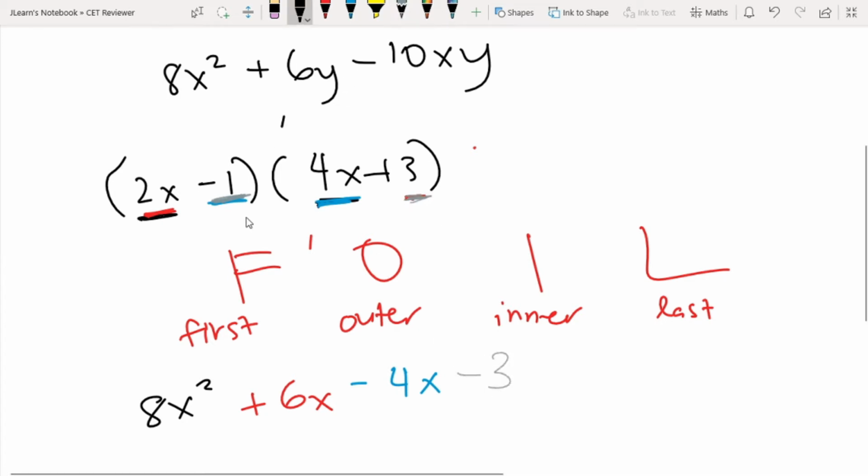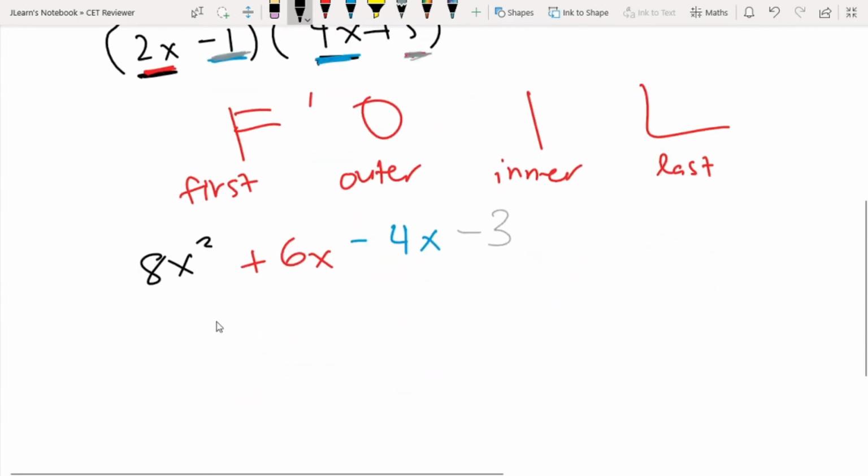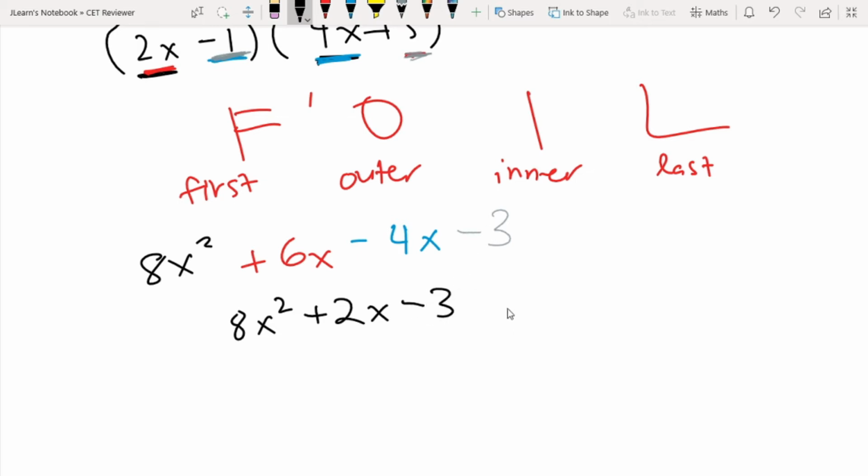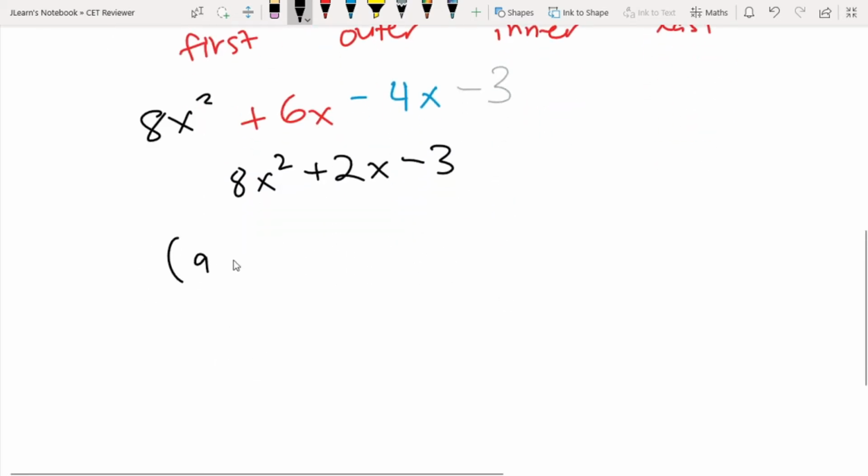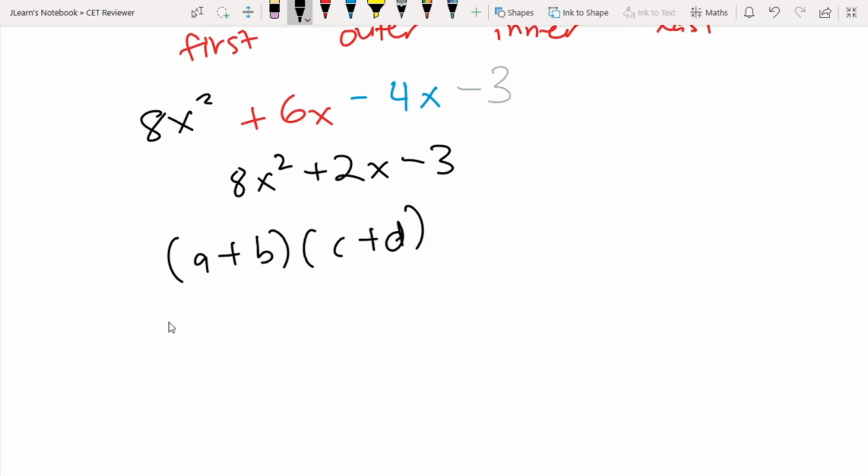Okay? And now, we can just simply add like terms. So, 8x squared has no like term, so we just retain 8x squared, plus 6x minus 4x, that is 2x. And then minus 3, there are no other constants, so you just say negative 3. Okay? So, we can generalize this. Let's say you have A plus B times C plus D. If you use the FOIL method, this is basically AC plus AD plus BC plus BD. So, that is the FOIL method.